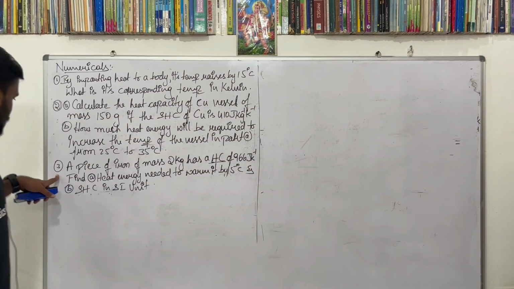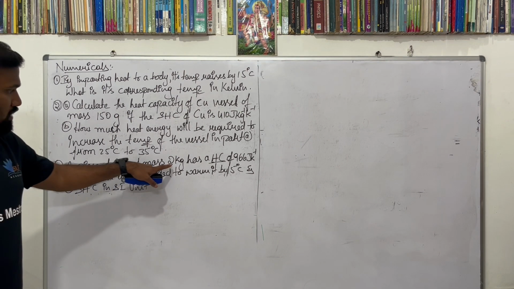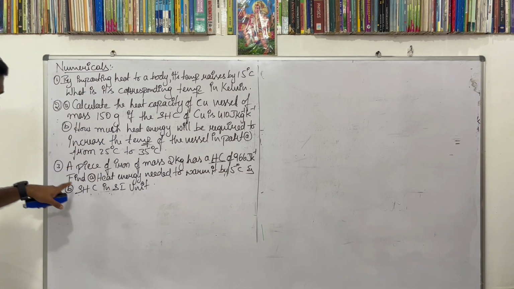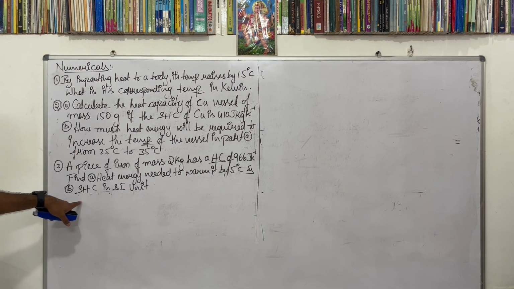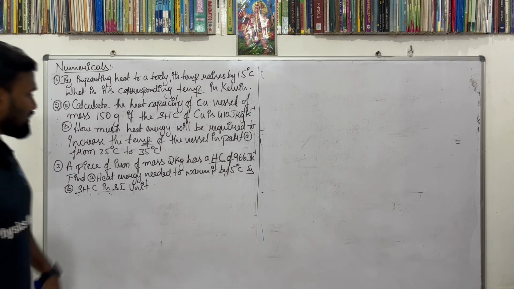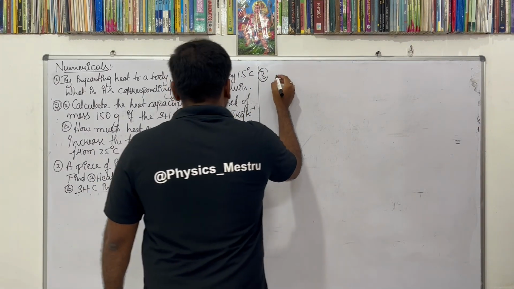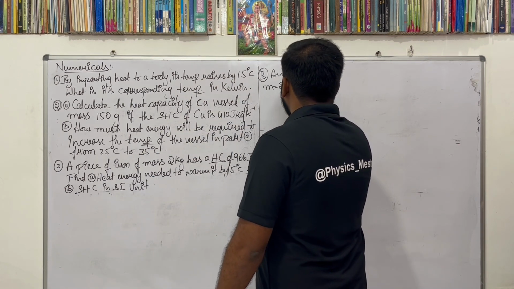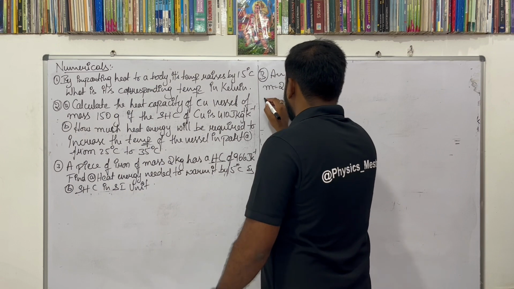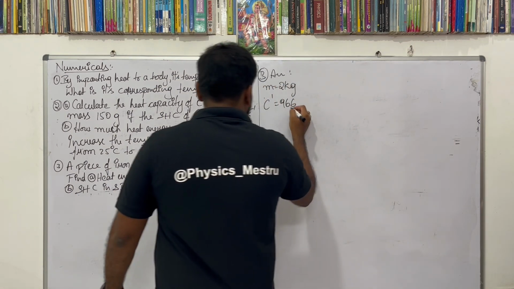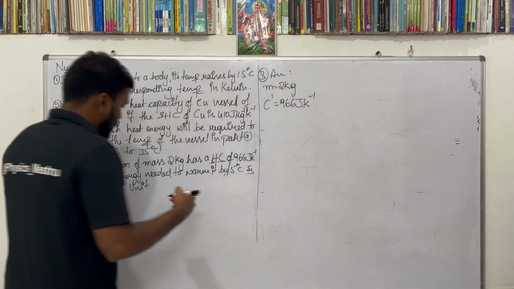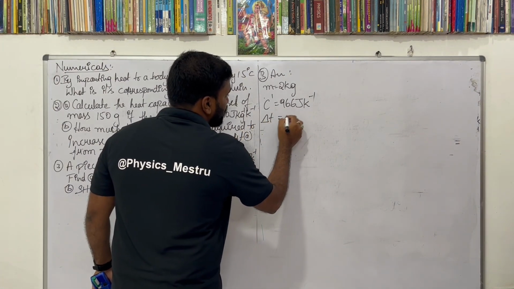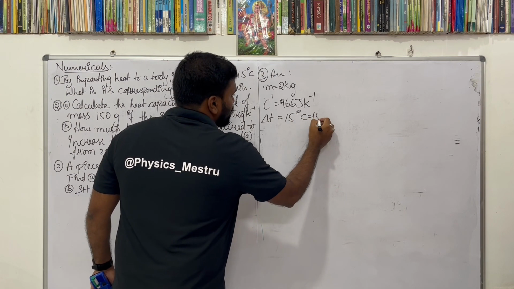Here if we observe the third question, a piece of iron of mass 2 kg has a heat capacity of 966 joules per Kelvin. Find the heat energy and specific heat capacity, they have asked. So let us tabulate the things. The question number 3 answer. Here they have given the mass is equal to how much? 2 kg, and the heat capacity, that is C dash, is equal to 966 joules per Kelvin, and to raise its temperature by 15 degrees, that means delta T should be equal to 15 degrees Celsius, which is equal to 15 Kelvin.